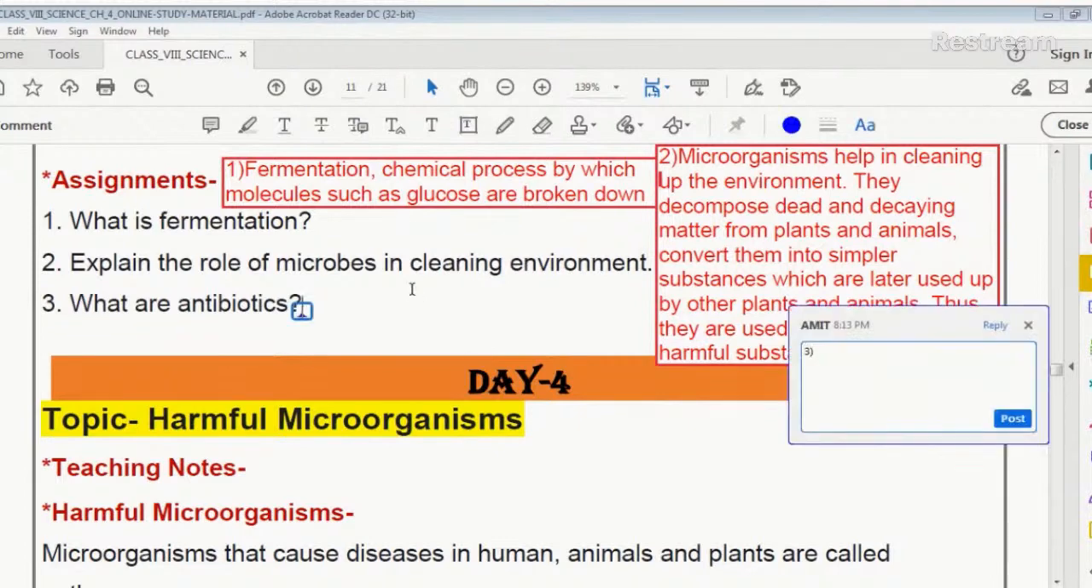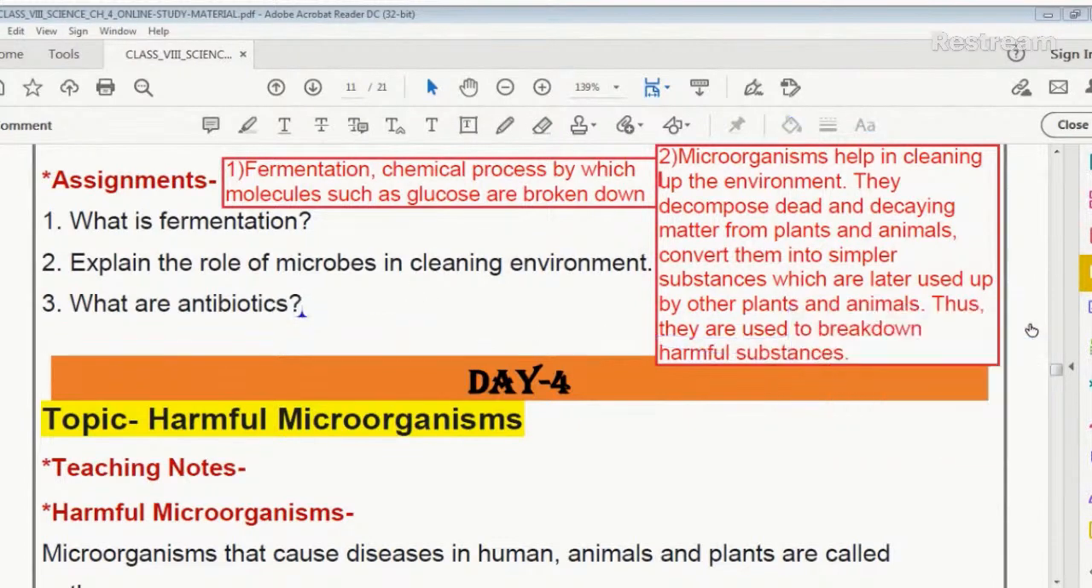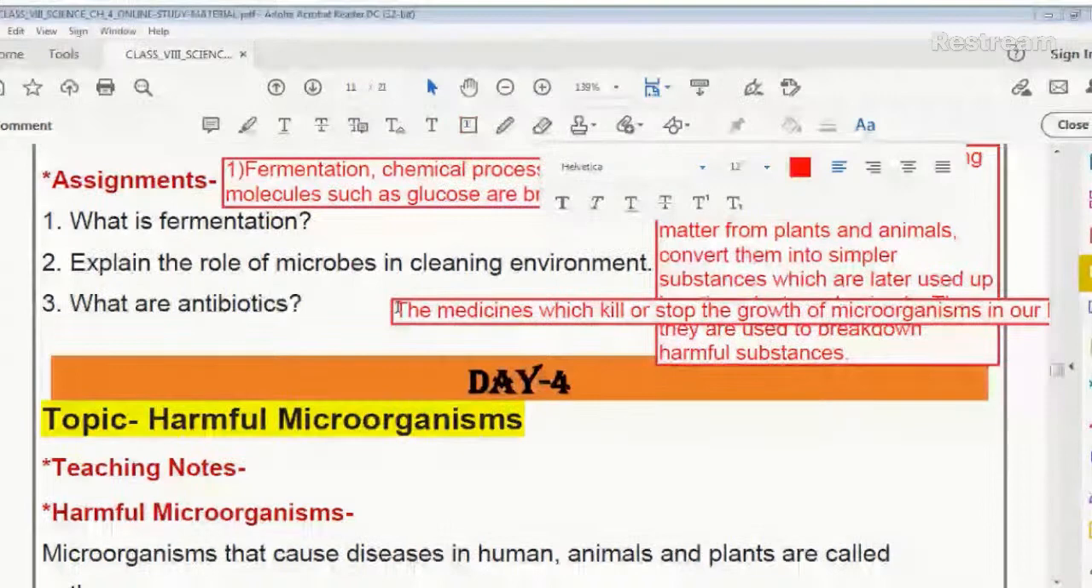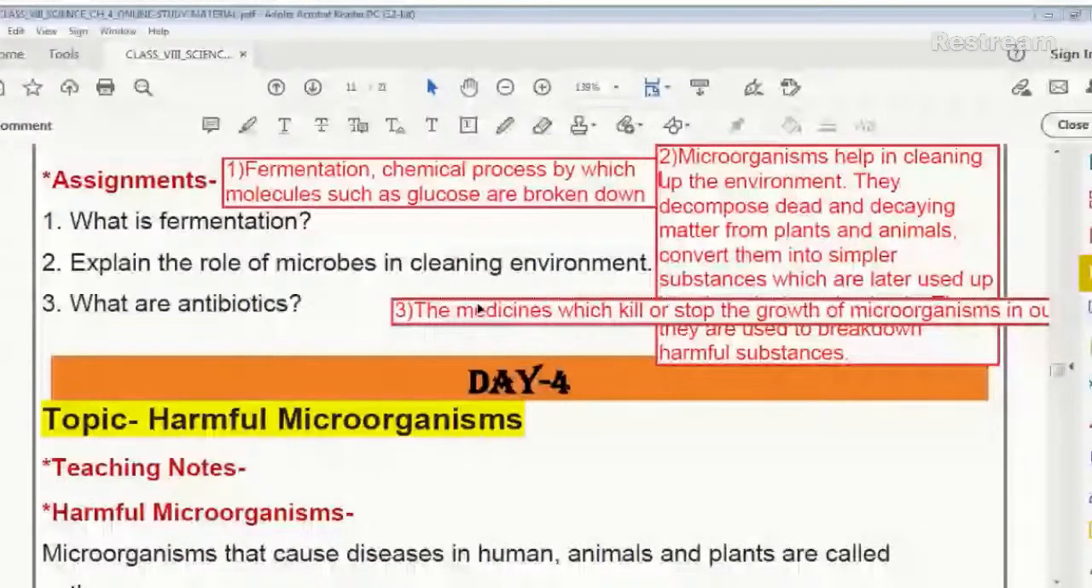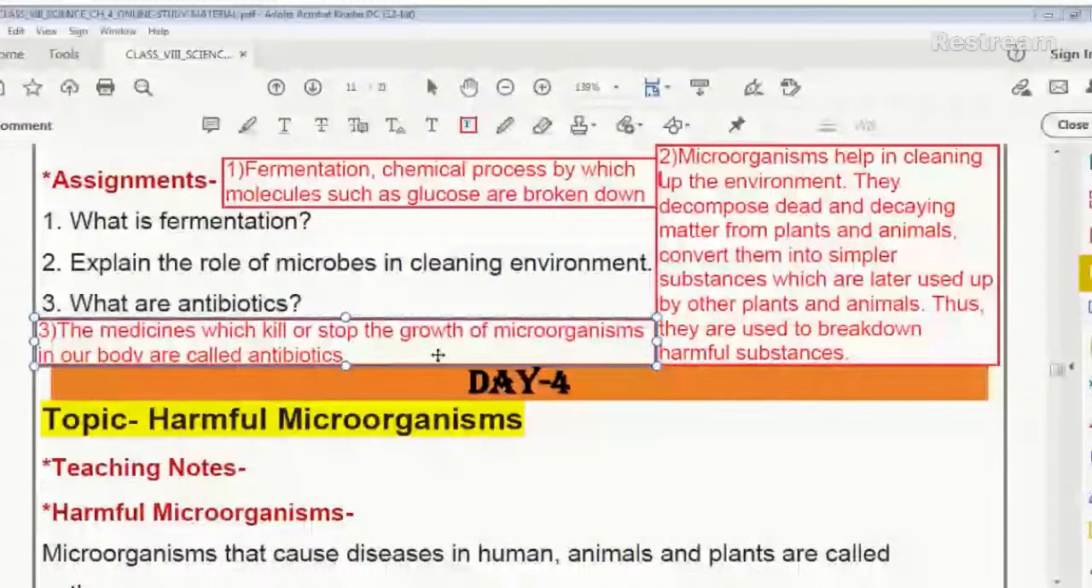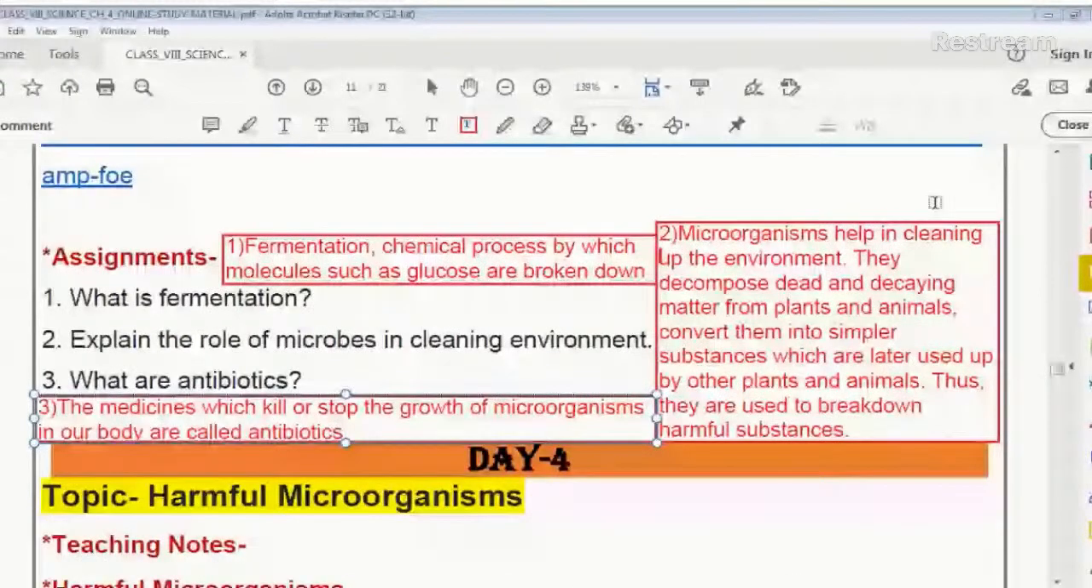Okay, number three. Just a second. So, these are called antibiotics. I hope you are understanding what I am telling.